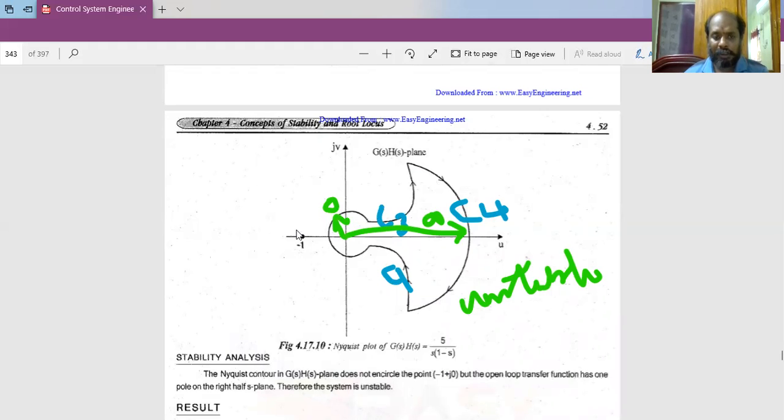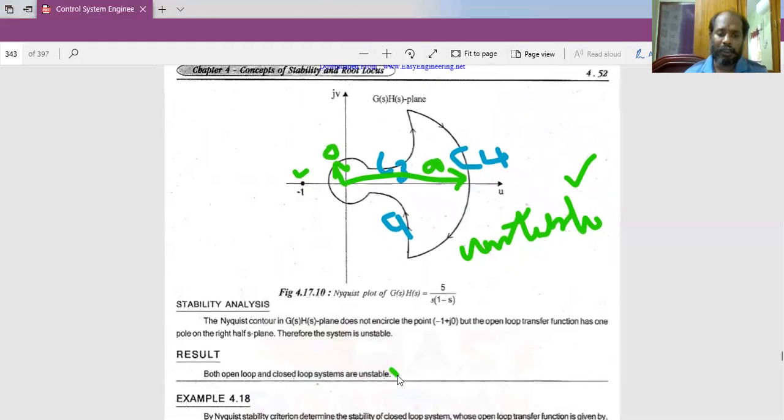You can see it here, it is away. Here it is -1 and the encirclement is happening here, somewhat near the origin. It is not covering that -1 plus j0 point. Since it is not doing that, your closed loop system is unstable. Your open loop system is also unstable and closed loop system is also unstable.